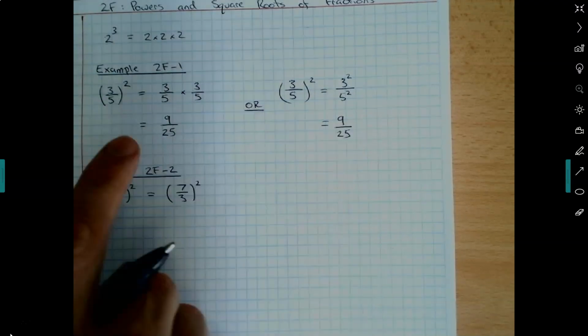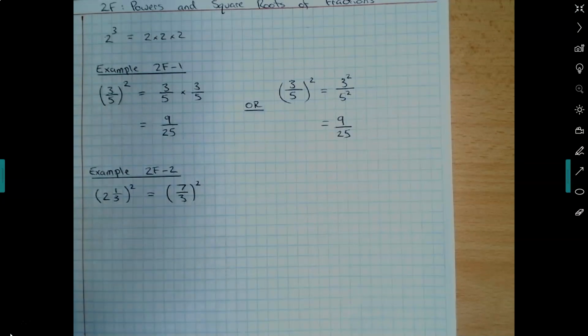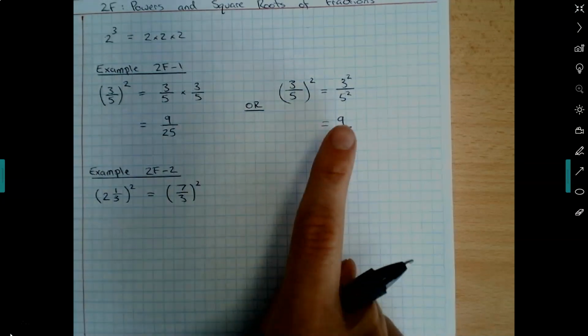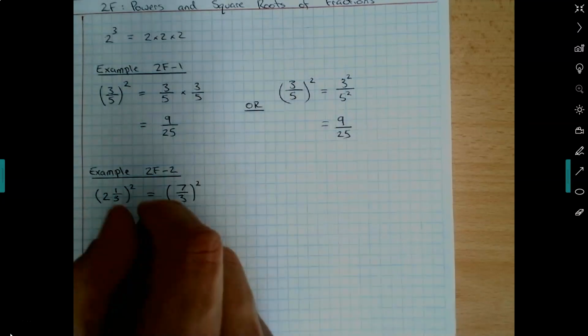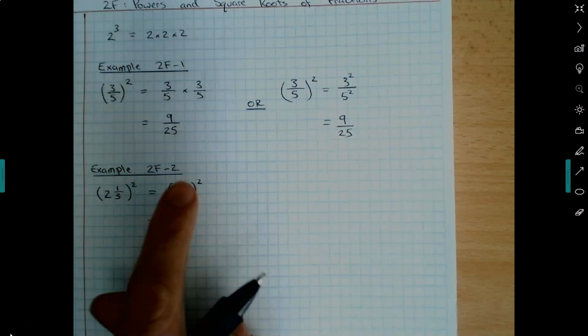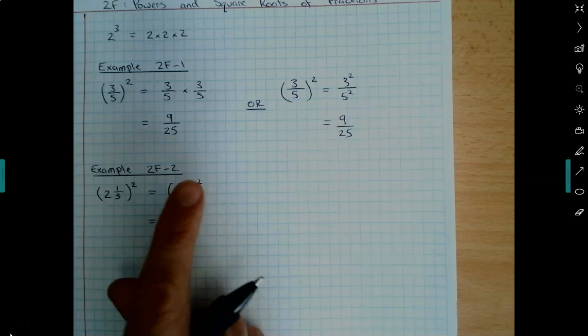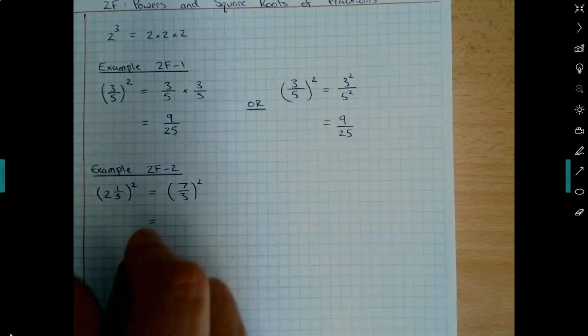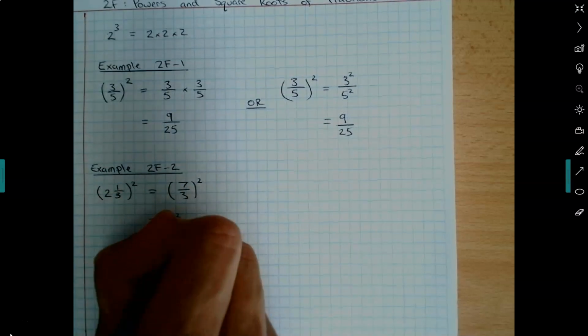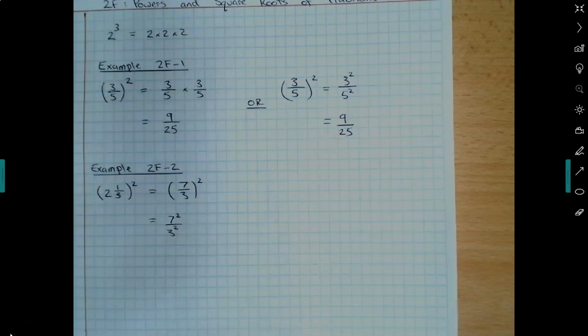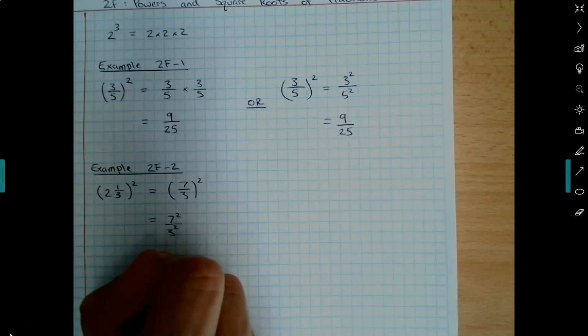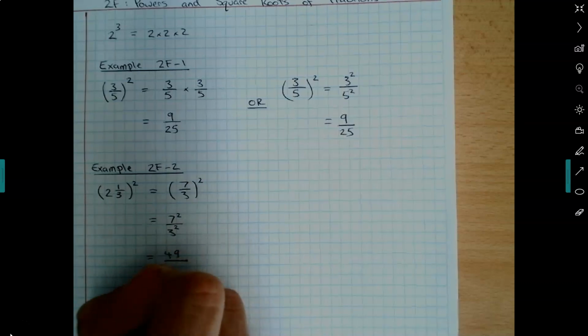Now you can use either one of our methods. You could write 7 over 3 times 7 over 3. I'm going to use this method here. So how can I write that fraction, Lincoln? 7 squared over 3 squared. Good. 7 squared over 3 squared, which gives me 49 over 9.